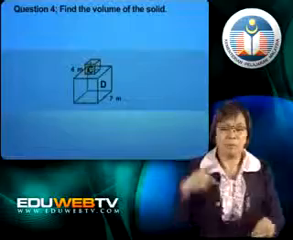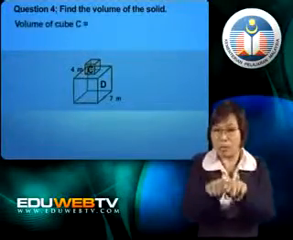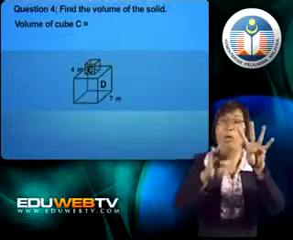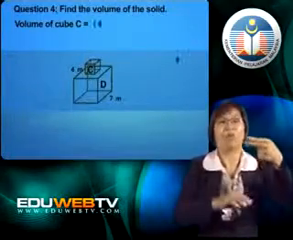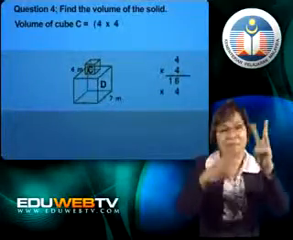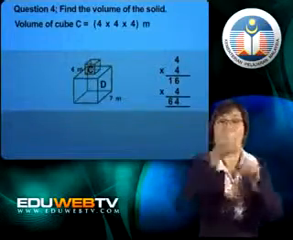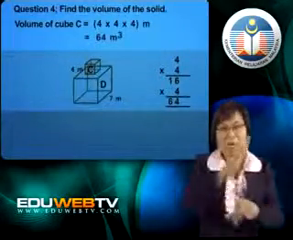As we know that a cube has 6 equal faces, the measurement for this solid is 4 meters length, 4 meters width, and 4 meters height. So 4 multiplied by 4 equals 16, and 16 multiplied by 4 equals 64. The volume of cube C is equal to 64 meter cube.